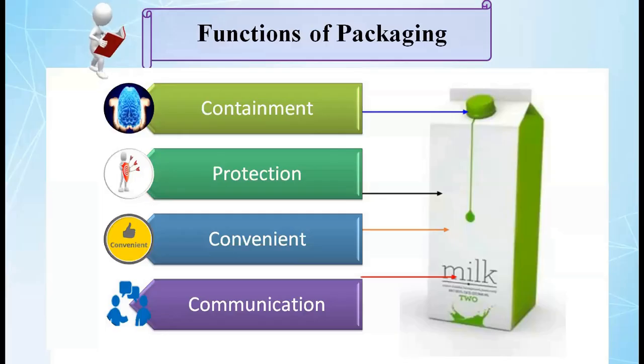For example, if we drop a packet of oil from our hand onto the ground from a height, nothing happens to that packet. It's just because of its packaging material, which protects it from physical damage. Then safety. Safety is the most important point. It provides protection from contamination by insects, or microbial contamination. Then it also reduces waste.